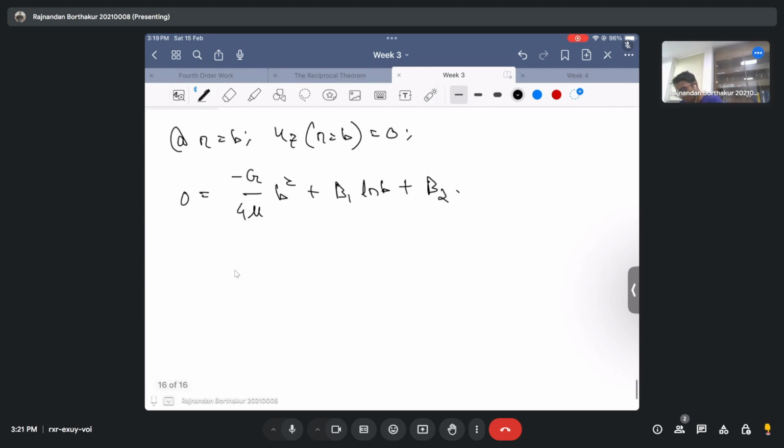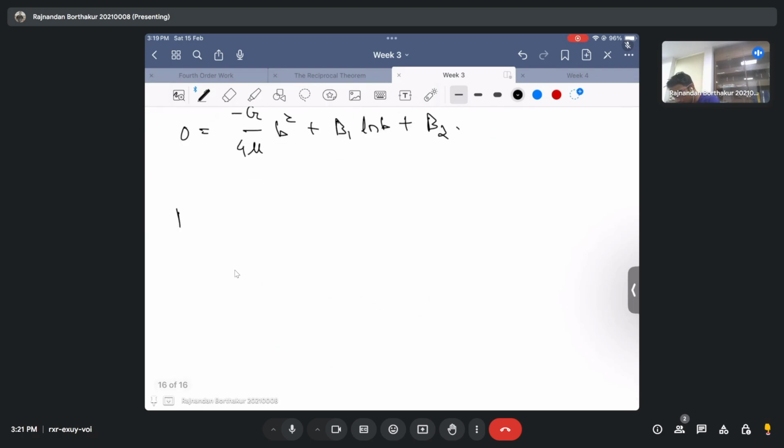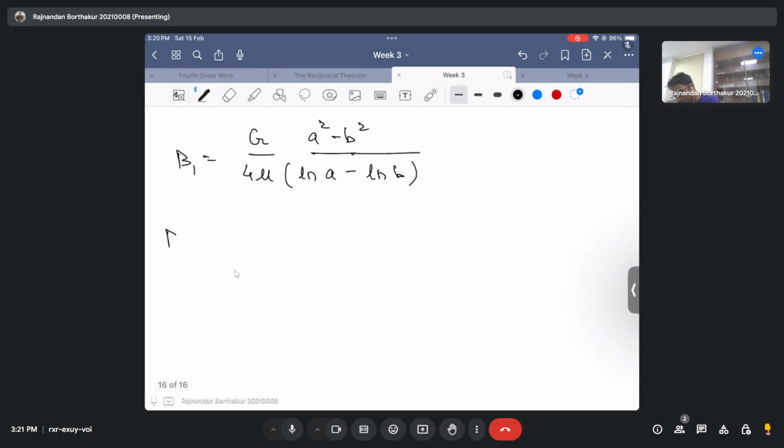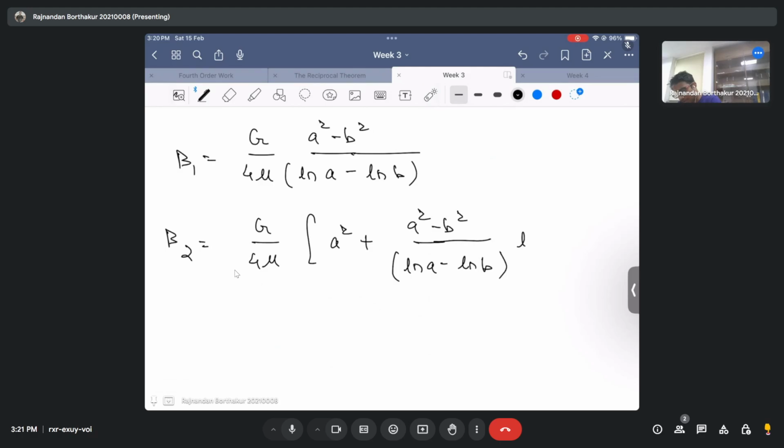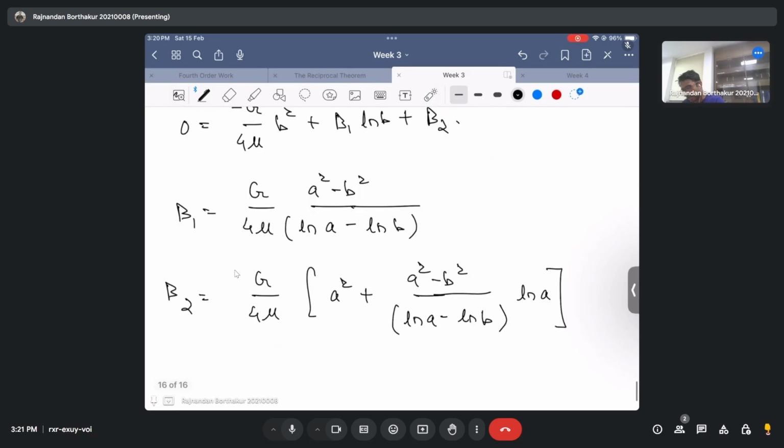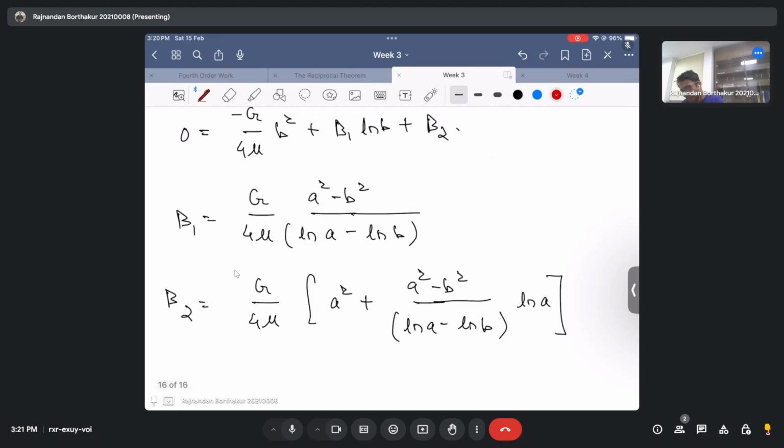So if you do the math, you will see that your b1 comes out to be equal to g by 2 mu times a square minus b square by ln a minus ln b. And your b2 will come as g by 4 mu a square plus a square minus b square by ln a minus ln b. Ln a minus ln b, you can write as ln a by b, that's up to you. And then this times ln a. So that's it, those are the constants b1 and b2.